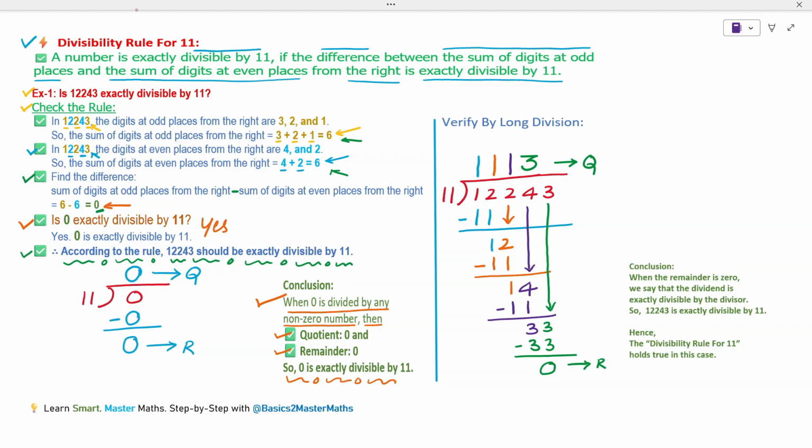Now, let us check the correctness of the divisibility rule using long division. When we divide 12243 by 11, we get 0 as the remainder. So, you can say 12243 is exactly divisible by 11.